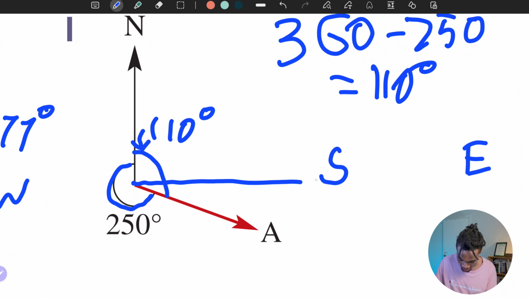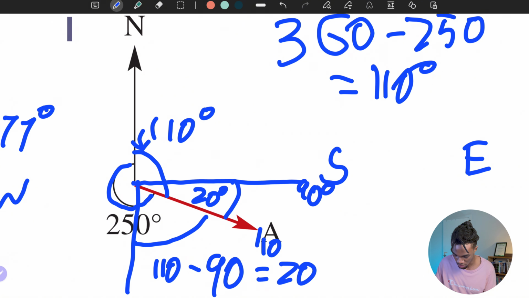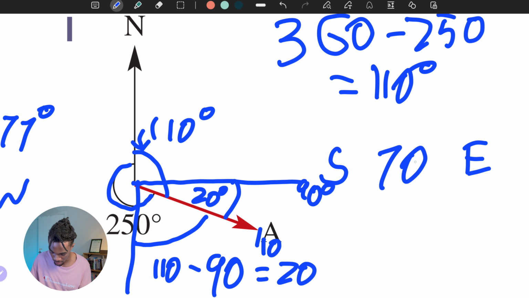Here this is 110 degrees, this is 90 degrees. So the difference between 110 and 90 is equal to 20. So this here is going to be 20 degrees. How far away is this from south? It's going to be 70. So it's going to be south 70 degrees east.